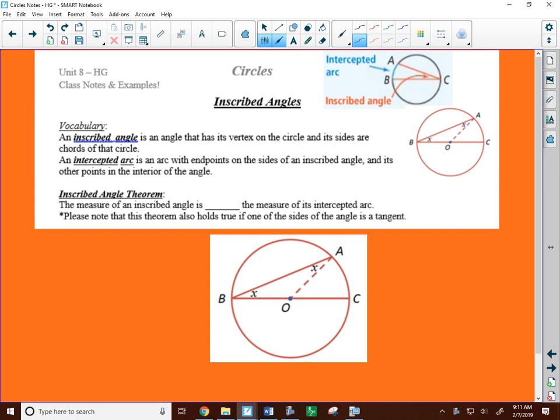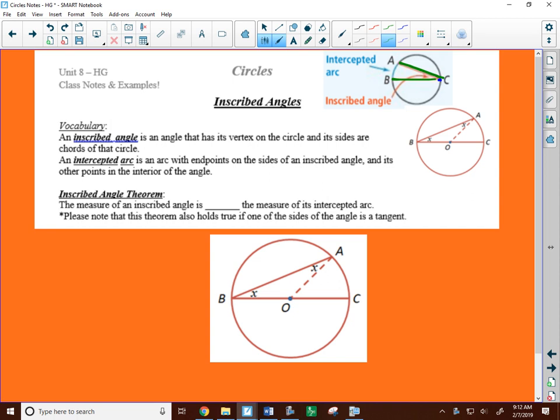So an inscribed angle, not surprisingly, is an angle whose vertex is on the circle. Looking up here, angle C is inscribed. Its vertex is on the circle and the sides of the angle are chords. We call the arc that it goes to the intercepted arc, the arc with endpoints at the sides of the inscribed angle. So there's an intercepted arc, simply the arc that it goes to.